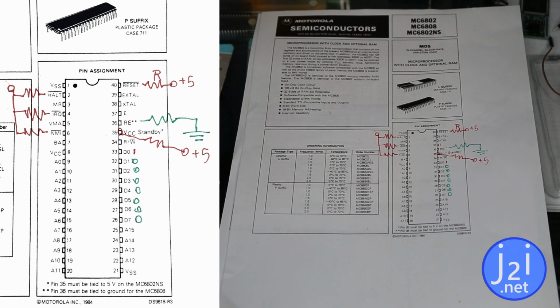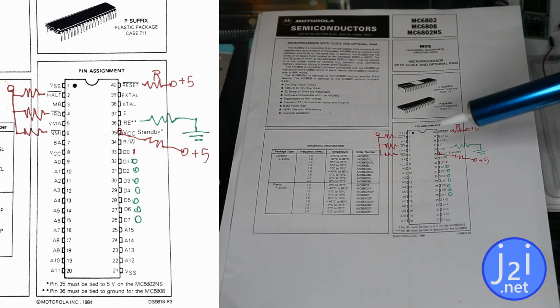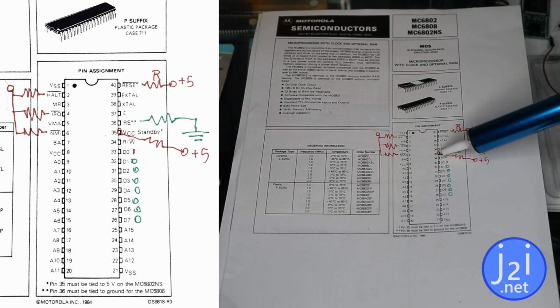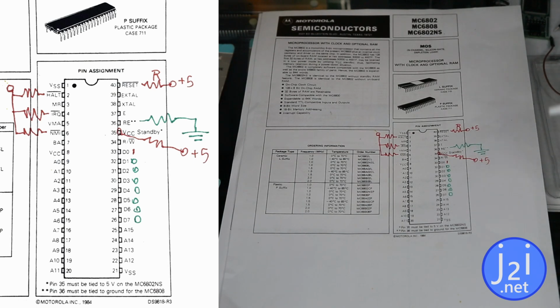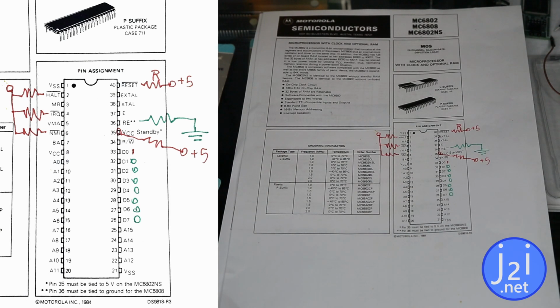And so based off of reading the data sheet, the only thing that I'm going to wire up are some of these signals that are necessary. And then I need to wire an instruction to the data bus. Now, the instruction I decided to wire is a no operation. It's an instruction that does nothing.